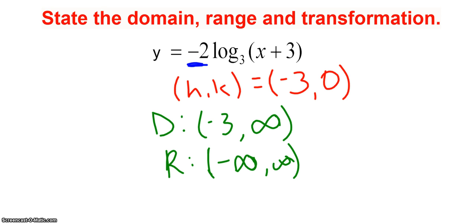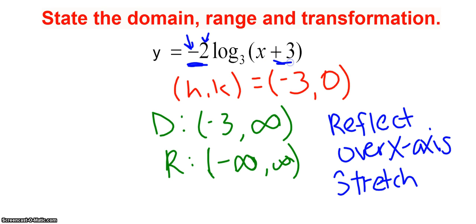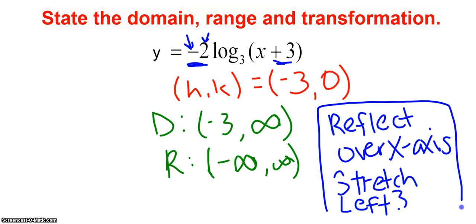Alright, now let's look at our transformation. The first thing that we have that we haven't had yet is this negative right here. As we said before with the general form, the negative out front tells us it's going to reflect over the x-axis. And then the 2 right here, since 2 is greater than 1, it's going to stretch. And lastly, we got the +3 right here, so that means it's going to move to the left 3. So there's all of our transformations right there.